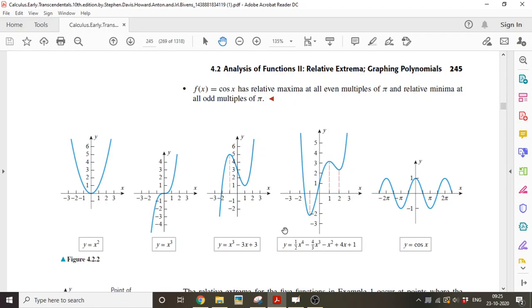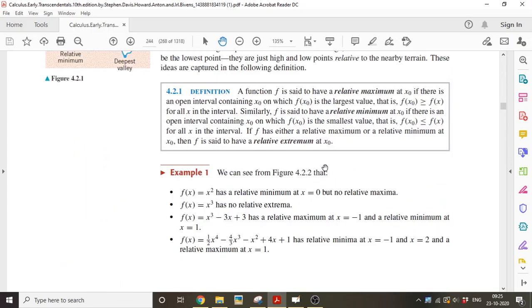So in today's class, write down the definitions. So that is for today's class.